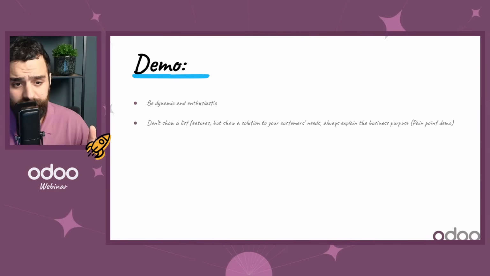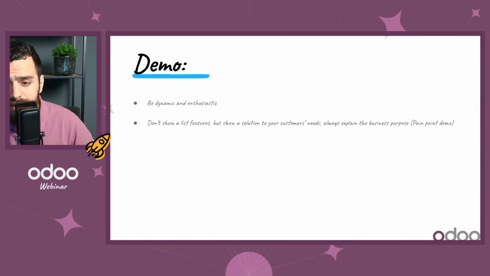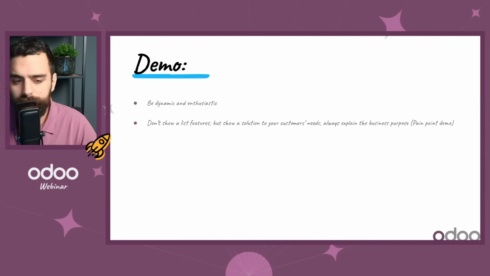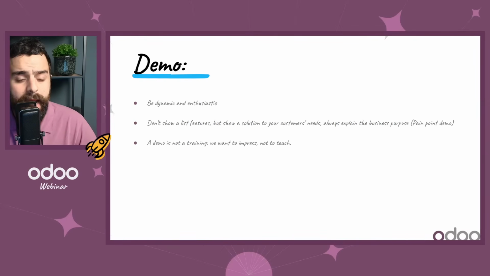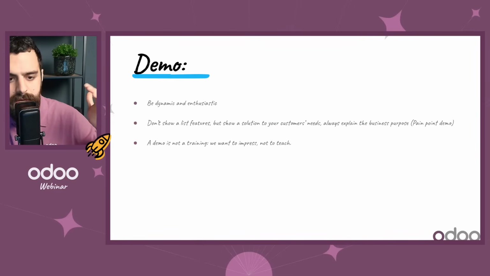So don't show a list of features, show the solution that the customer needs. Always explain the business purpose, the pain point demo, as we said before. And again, the demo is not a training. It's a way for you to impress them. I'm not going to be teaching them; we have full-on functional consultants who will be teaching these people. So the demo is purely a way for me to impress, show them the macros, show them how things look, and show them a management view demo as well.